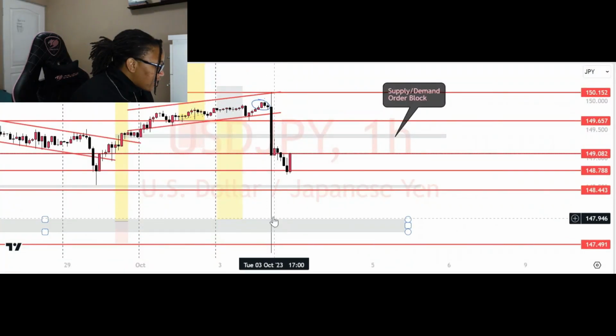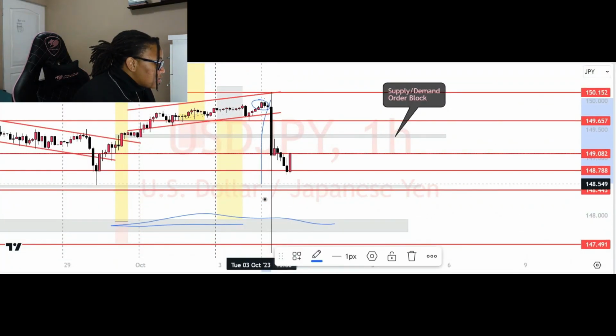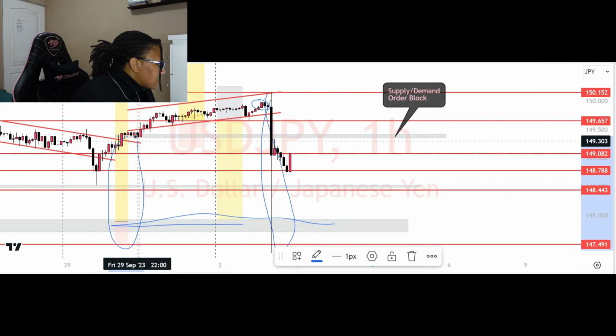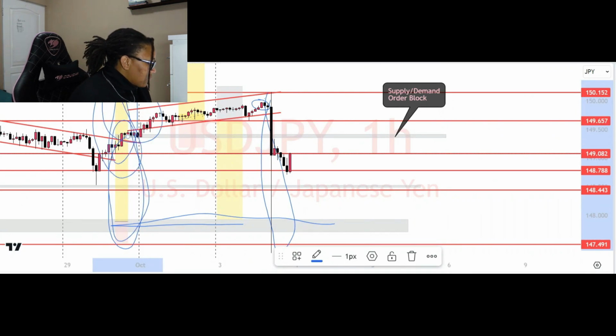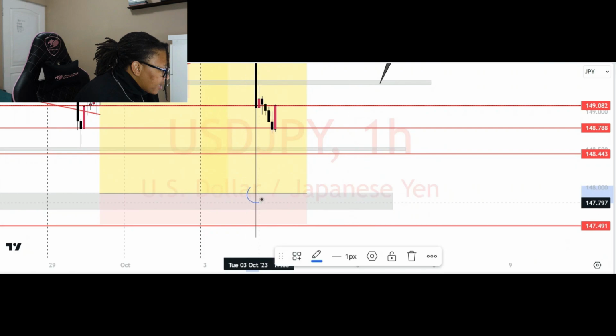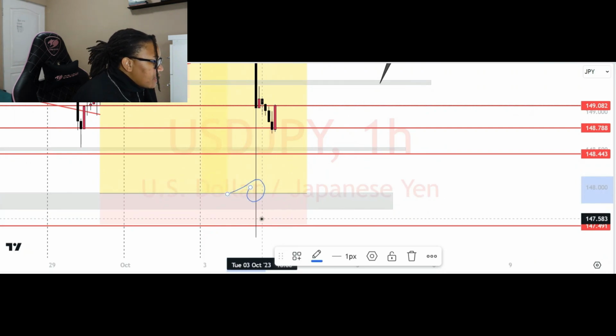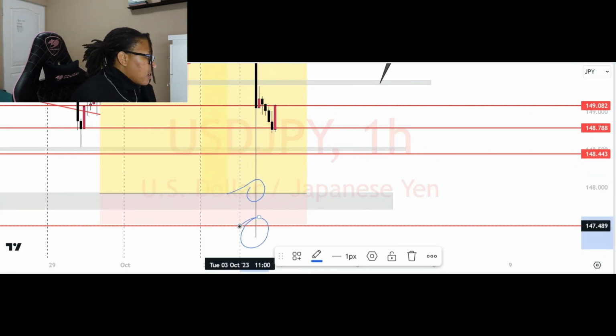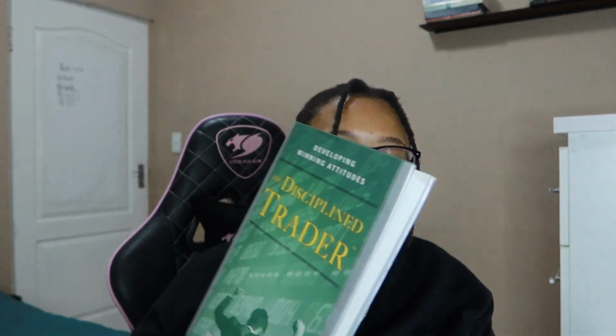Remember this fair value gap right here. Now, this move triggered that position, and I'd like us to explore that a little further. We got entered here, we got triggered in there, and then over here we got stopped out. I just want to read something from this book.